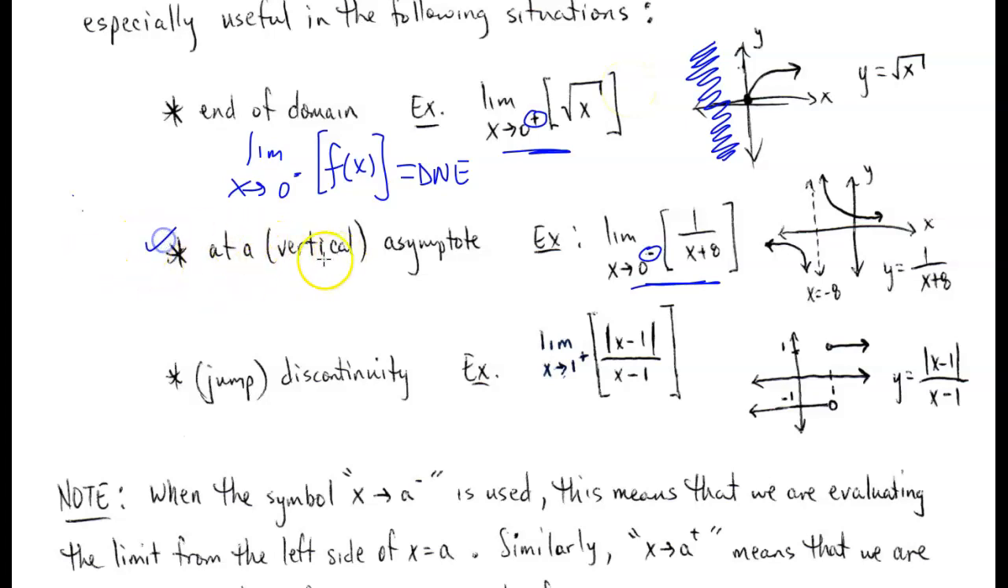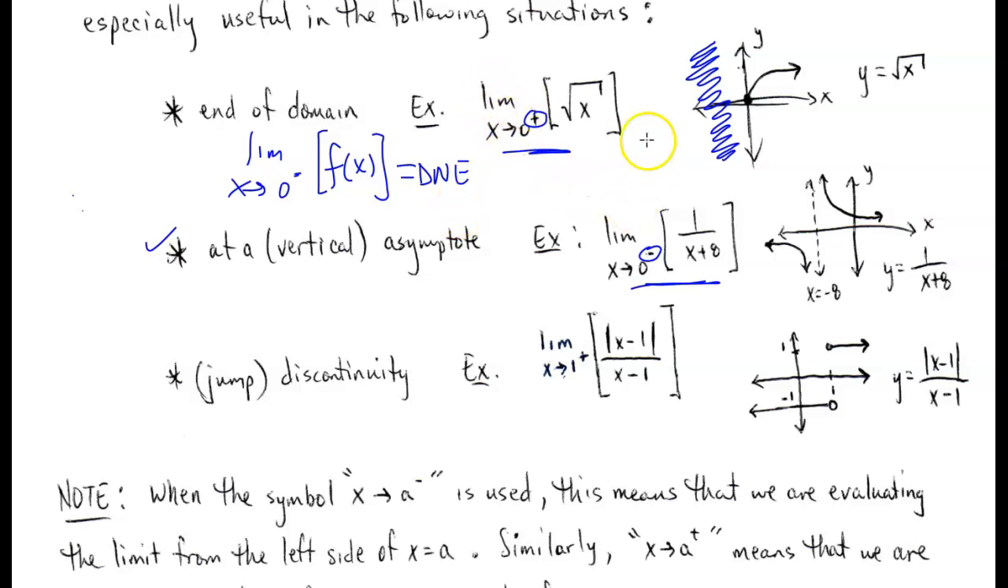Now, another instance is where we have a vertical asymptote in our graph, okay? And we can see for the function 1 divided by x plus 8, we have a vertical asymptote here at the vertical line x equals -8. In that instance, notice that a vertical asymptote is a type of discontinuity where your function either tries to climb above the wall, as I like to say, or tries to dig below the wall.